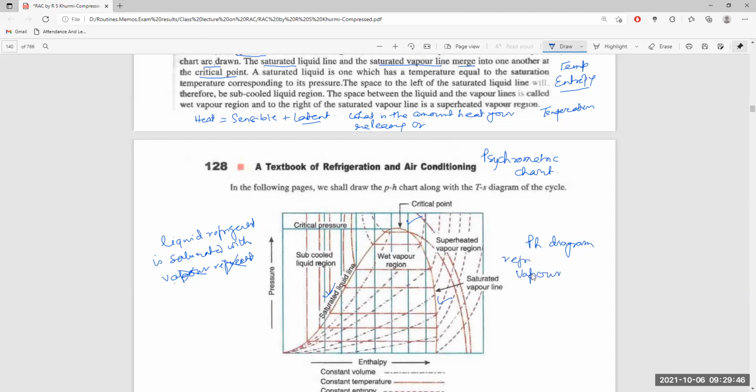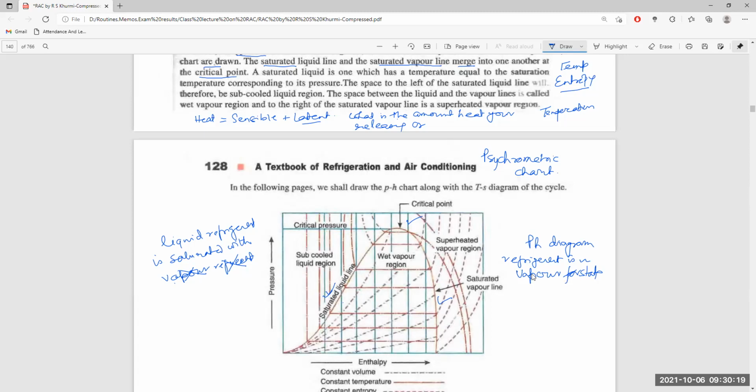Refrigerant is in vapor form, vapor state. And there is no liquid refrigerant here. It is totally converted to vapor refrigerant. So over this line, there is no vapor, there is no liquid. So this is called the saturated liquid line, and this is called the saturated vapor line.